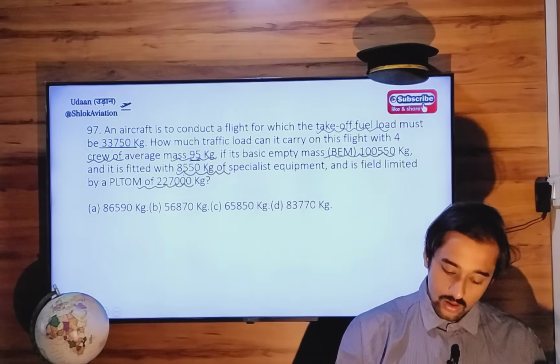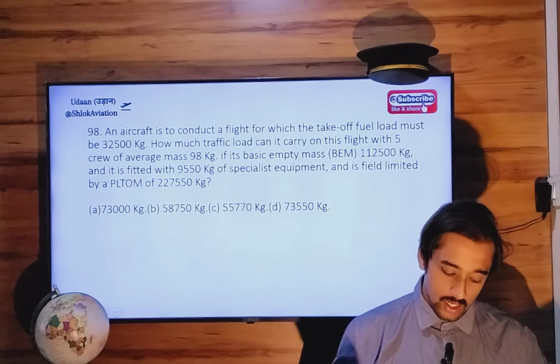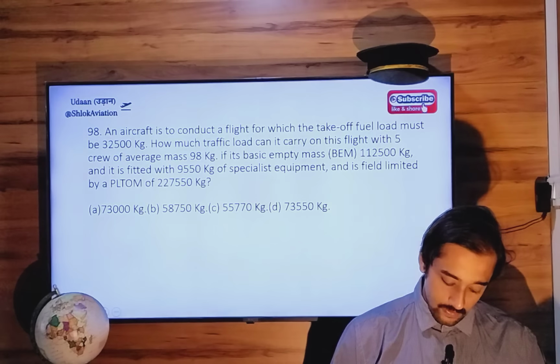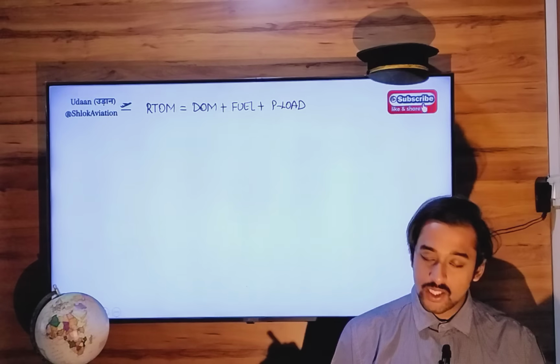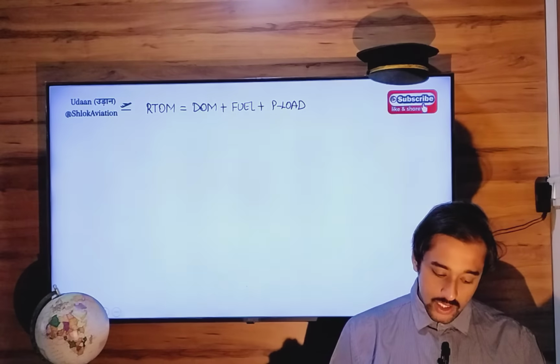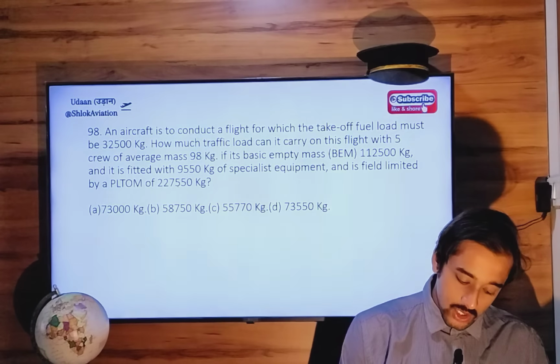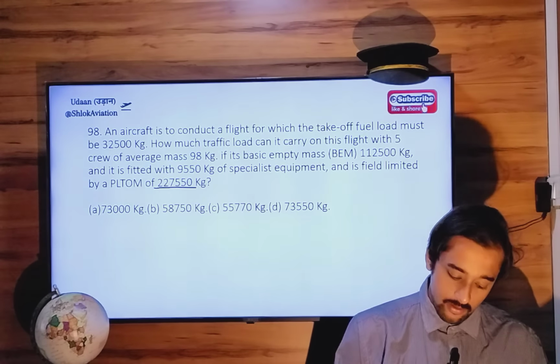Okay. Option delta again. Simple. Question 98. Similar question. Regulated takeoff mass is DOM plus fuel plus payload. Okay. So we will directly skip to this good part. Regulated takeoff mass is 2,27,550. So 227.55.